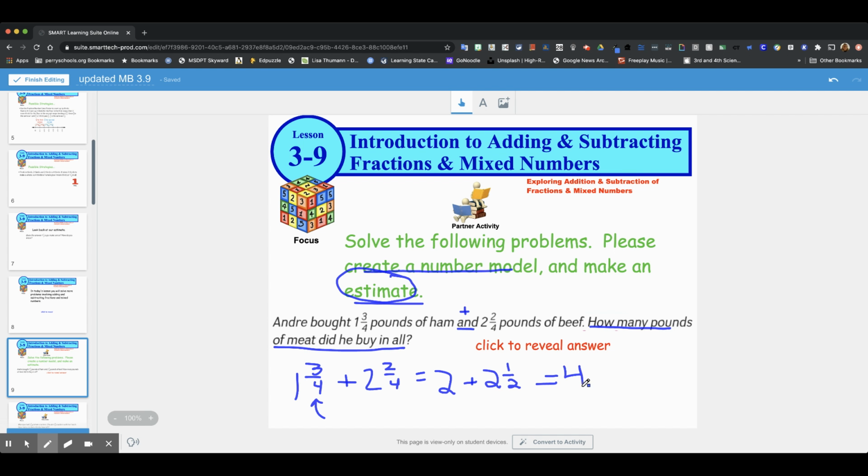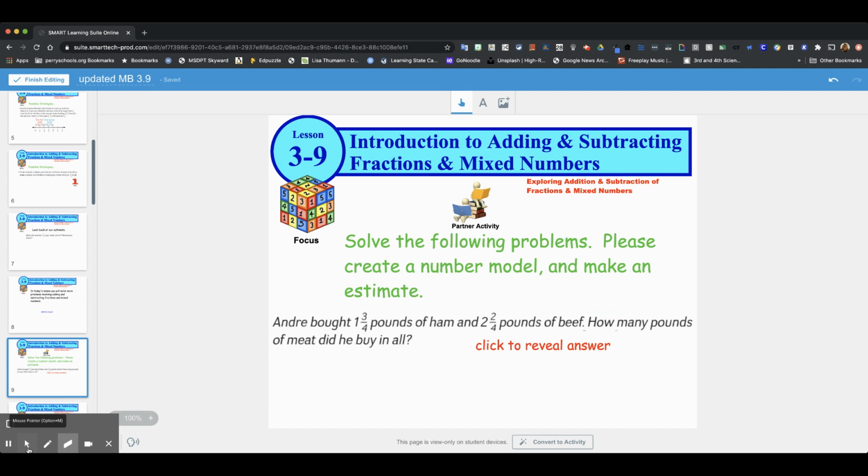So I'm going to get an estimate of 4.5 pounds of meat in all. That is my estimate. Okay. Hopefully you got the same thing.